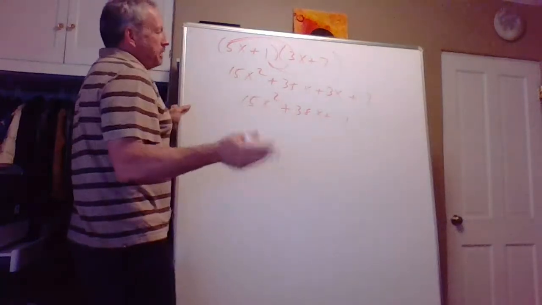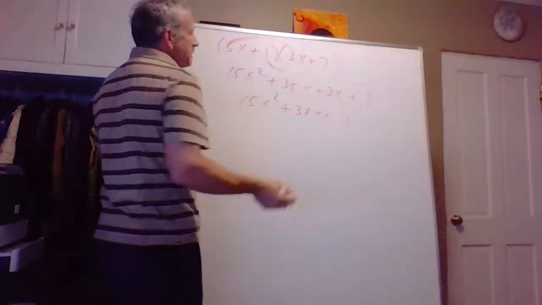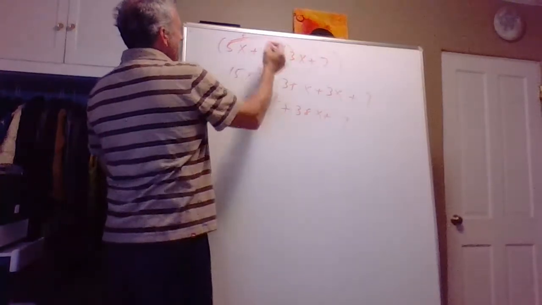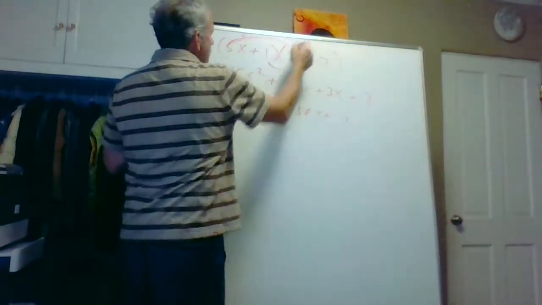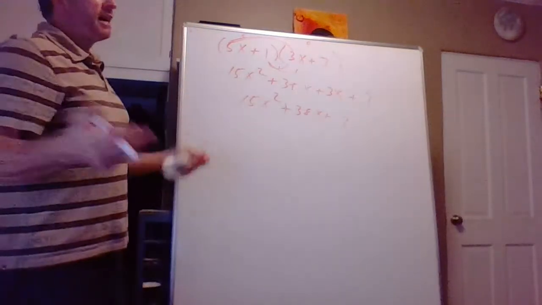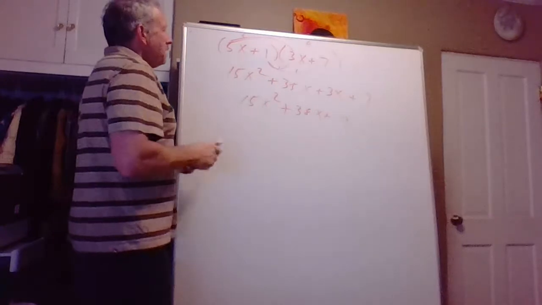I suppose I feel obligated to mention it, but I don't really think of it as the FOIL method. It's not how I think about it. I just think about it as this pattern. But you multiply the first 2 terms, the outer 2 terms, the inner 2 terms, and the last 2 terms. So that's where this idea of the FOIL method came from.